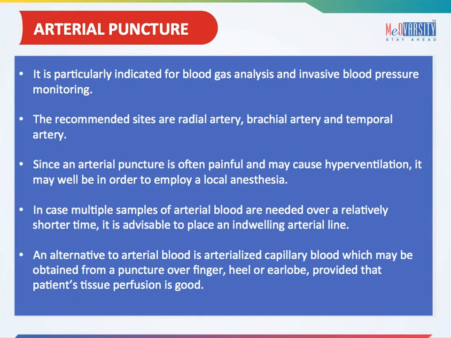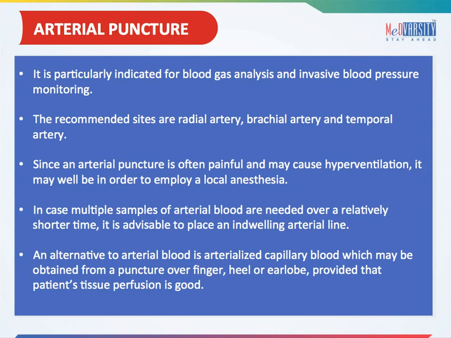Arterial puncture. It is particularly indicated for blood gas analysis and invasive blood pressure monitoring. The recommended sites are radial artery, brachial artery, and temporal artery. Since an arterial puncture is often painful and may cause hyperventilation, it may well be in order to employ local anesthesia. In case multiple samples of arterial blood are needed over a relatively shorter time, it is advisable to place an indwelling arterial line.